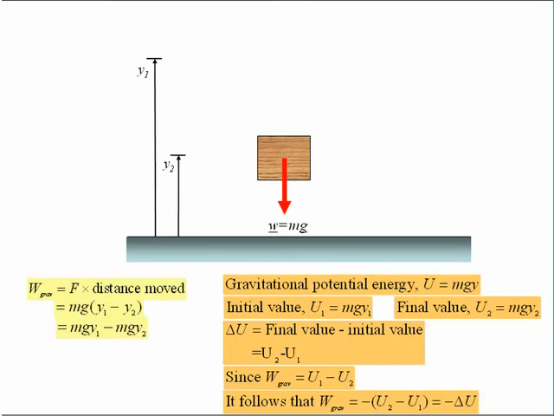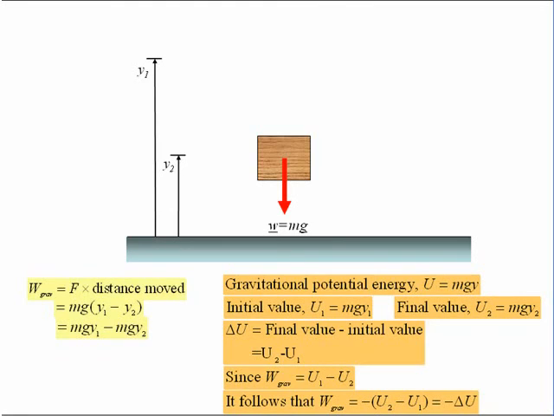So when a body moves down, the work done by gravity is positive and the gravitational potential energy of the body decreases. If, on the other hand, a body moves up, the work done by gravity is negative, and so the gravitational potential energy increases.